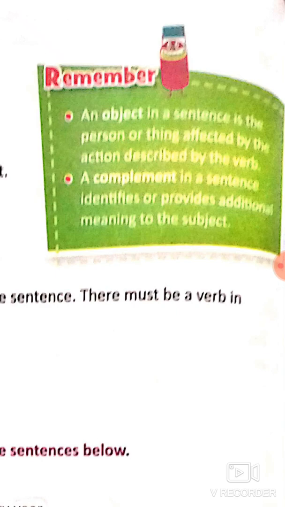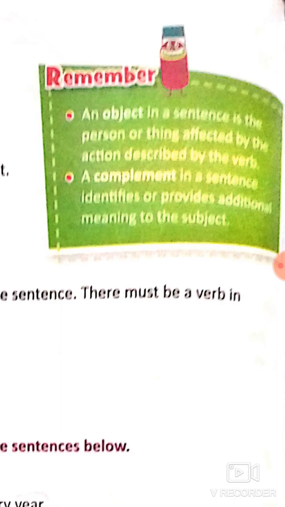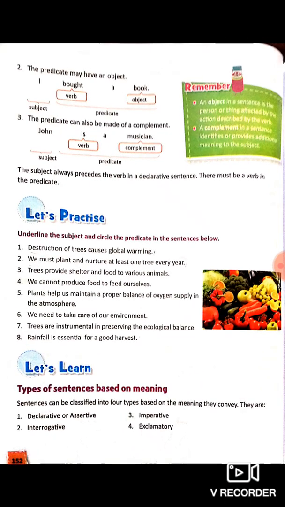A complement in a sentence identifies or provides additional meaning to the subject. A complement, on the other hand, gives us some additional information about the subject. Now, there is an exercise you can see here, children. Let's practice. This will be a homework.